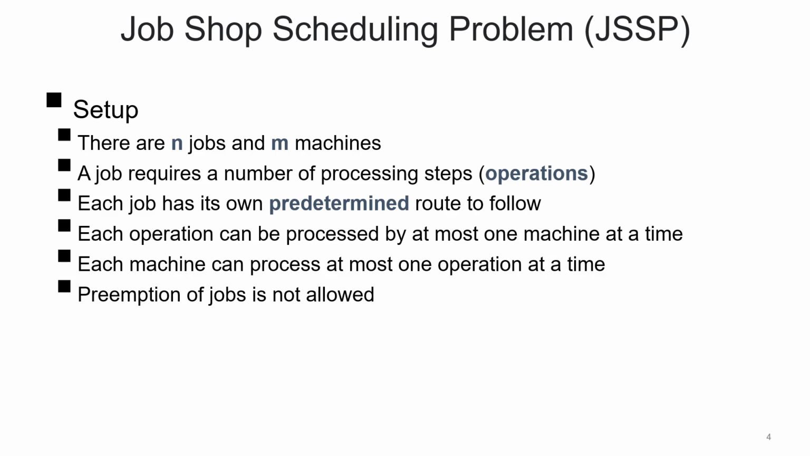Here is a setup for job shop scheduling problem. There are n jobs to be scheduled on m machines. A job requires a number of processing steps, that is operations. Each job has its own predetermined route to follow. Each operation can be processed by at most one machine at a time. Each machine can process at most one operation at a time, and preemption of jobs is not allowed.